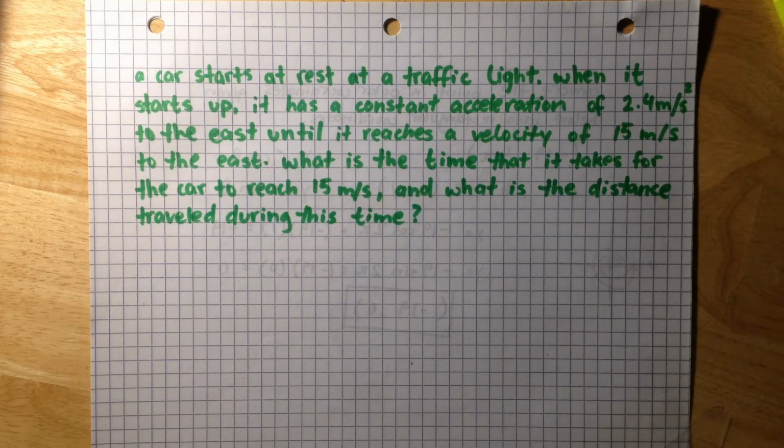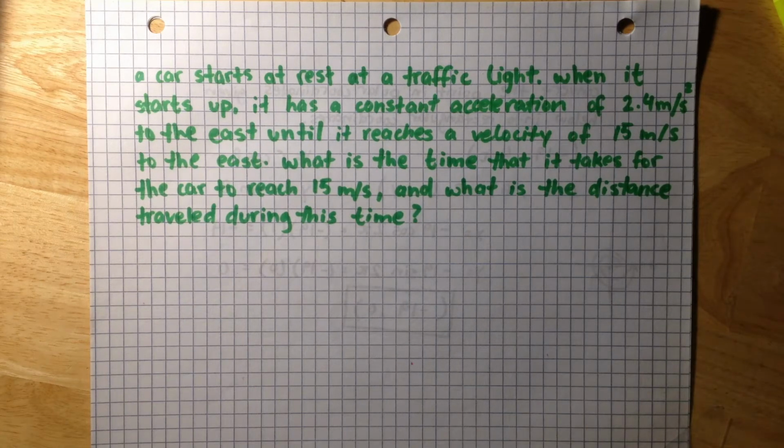A car starts at rest at a traffic light. When it starts up, it has a constant acceleration of 2.4 meters per second squared to the east until it reaches a velocity of 15 meters per second to the east. What is the time that it takes for the car to reach 15 meters per second, and what is the distance traveled during this time?